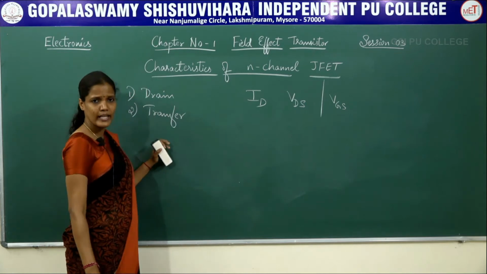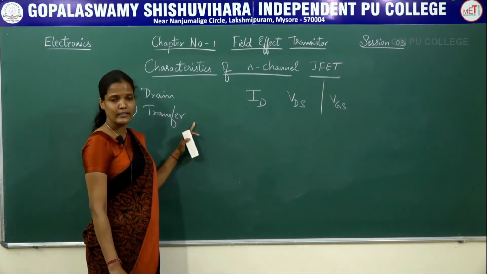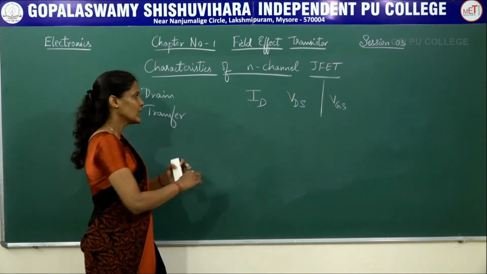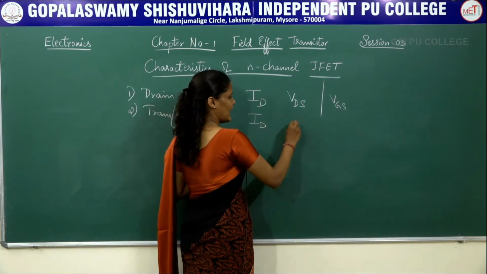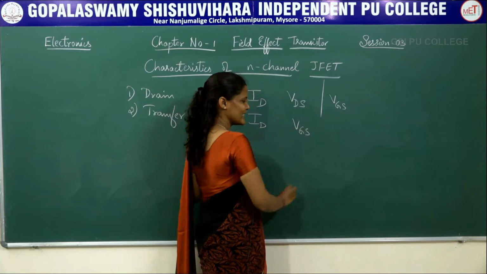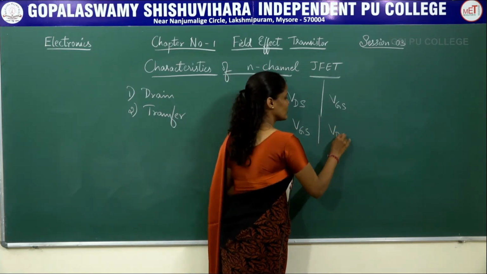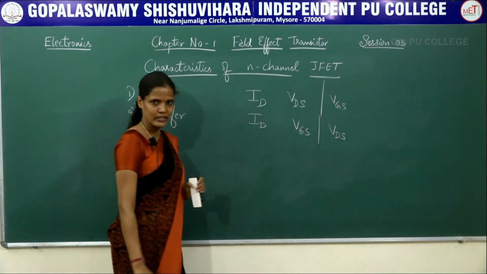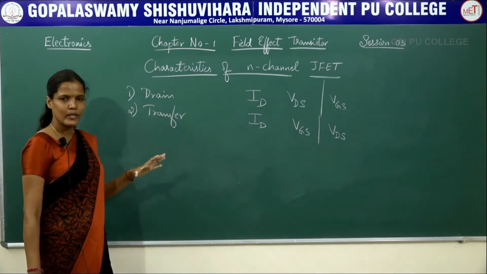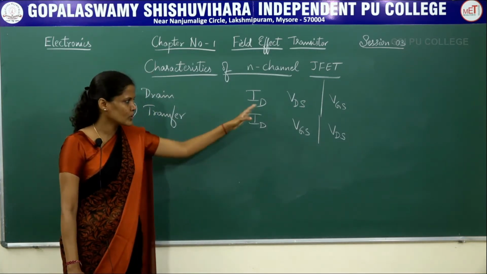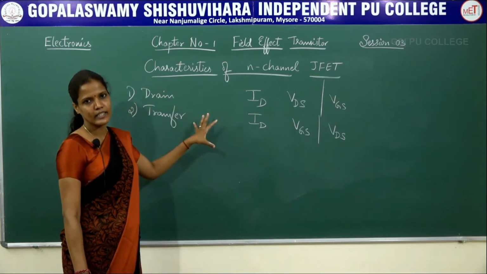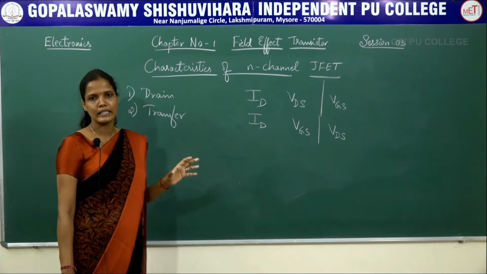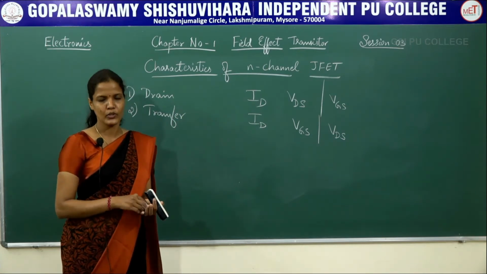What are the transfer characteristics? Again, transfer characteristics is nothing but a set of curves which gives the relationship between the drain current ID and the gate to source voltage VGS, keeping the drain to source voltage constant. So these are a set of curves which give the relationship between the parameters. If we understand these characteristics correctly, I can use that device in any application we want.